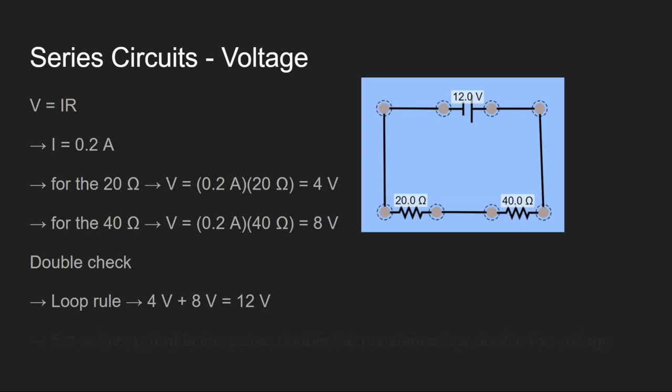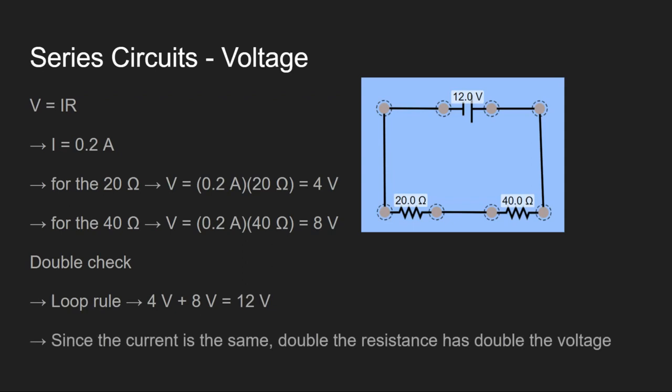And also look at the fact that since the current's the same, and 40 ohms is double 20 ohms, notice 8 volts is double 4 volts. This is actually a way to double check that this worked. So I can actually solve this without ever knowing the current because I know the resistance is double in one case compared to the other. So the voltage has to be double in one case and the other, and the voltage has to add up to 12, which it does. All right.